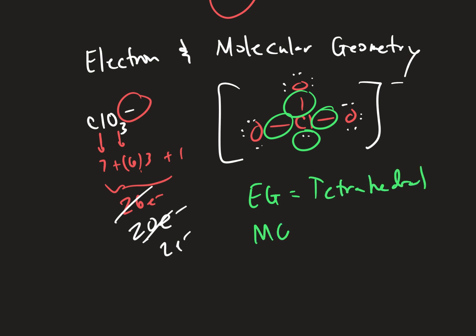And what about the molecular geometry? We have 3 bonded atoms and 1 lone pair. That tells us it's trigonal pyramid. You guys have this on your reference sheet? Okay. You don't have to, but if you don't know it, you should. Are we good there? Okay.